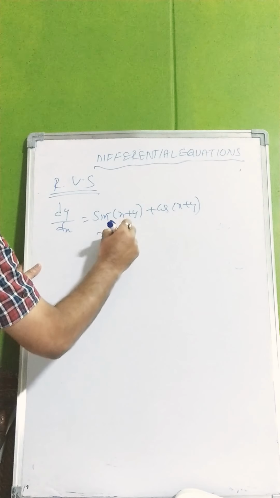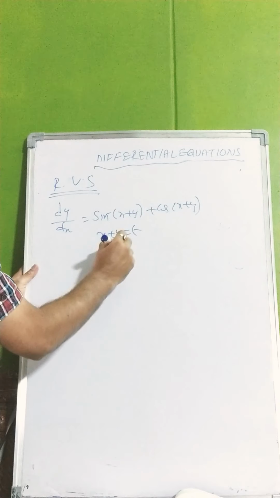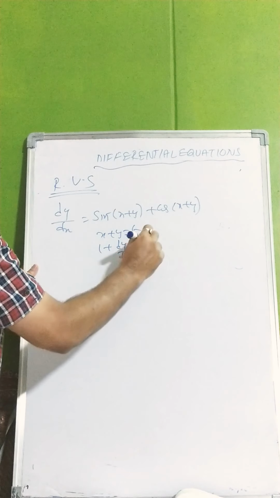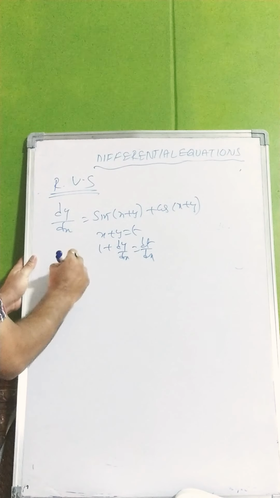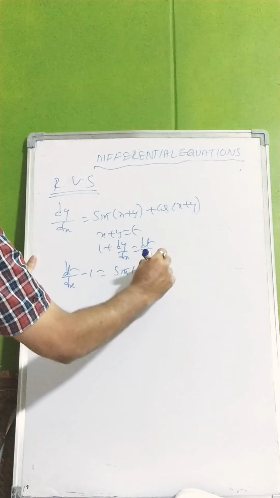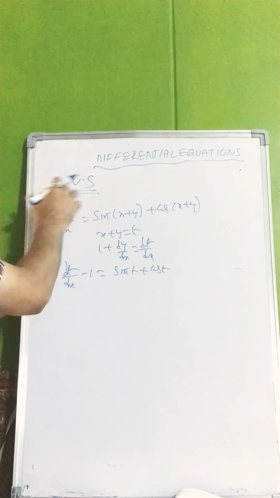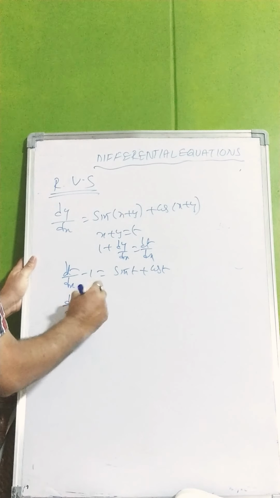So at that time we are taking the help of a substitution here. I take x plus y is equal to t, and differentiating, we get dt by dx, because everything we are going to convert in terms of dt by dx. So dt by dx minus 1 is equal to sin t plus cos t. I have taken one example here for reducible to variable separable. I am trying to reduce this equation into variable separable.